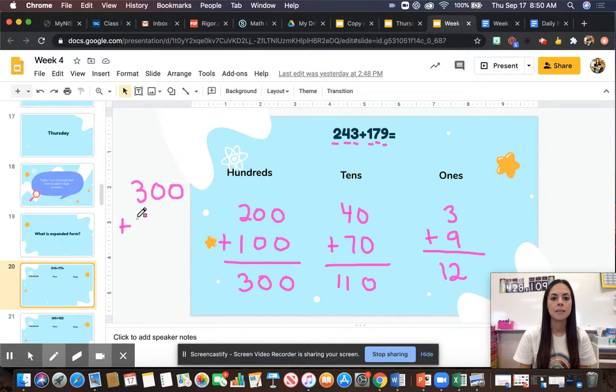300 plus 110 plus 12. Make sure that you don't start the 12 right here because there are no hundreds in the number 12. Okay, so we need to make sure all of our ones are lined up, all of our tens are lined up, and all of our hundreds are lined up. Now we can add all of the numbers together. 0 plus 0 plus 2 is 2. 0 plus 1 is also 2. 3 plus 1, and there are no hundreds in this number, is 4. So the answer to that problem is 422.